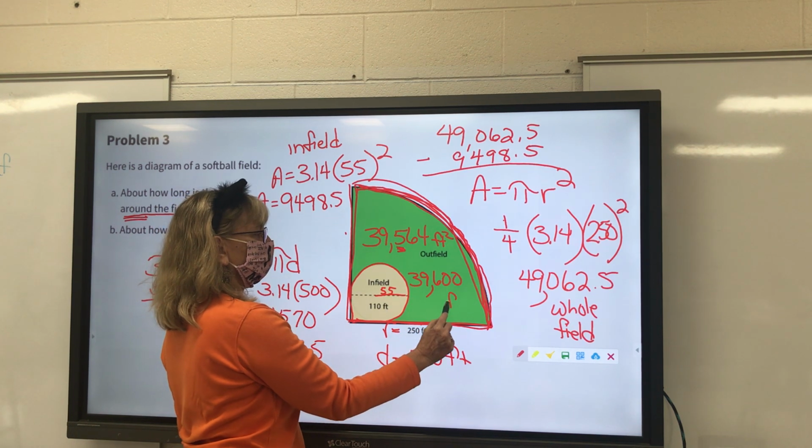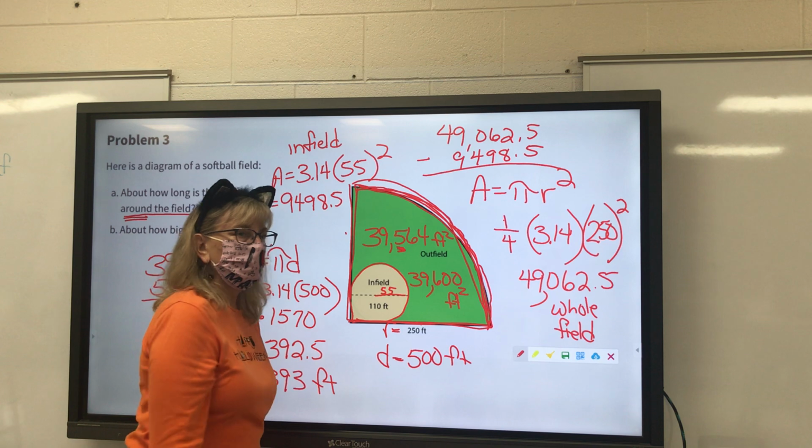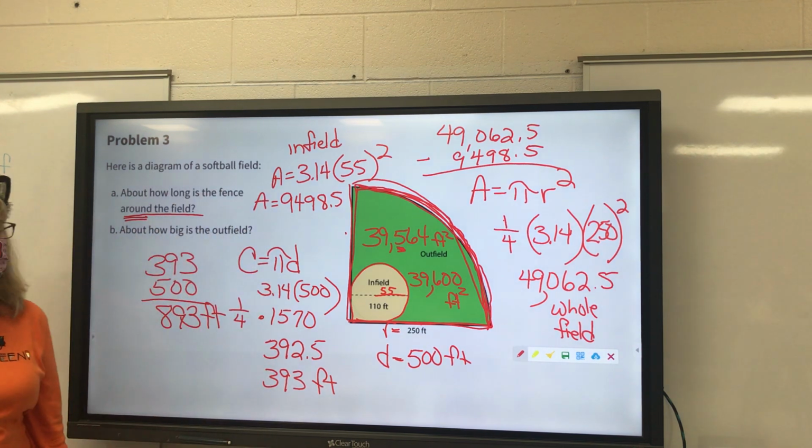39,600 feet squared. And you can put in the word square feet, or you can put feet squared. For the first one near the fence, it doesn't say feet, but, oh yeah, it does. Okay, I don't remember if I put the unit in or not. It just wasn't right next to it. Okay, are we good with that? Yes. That was a lot of work, but did you understand the process?